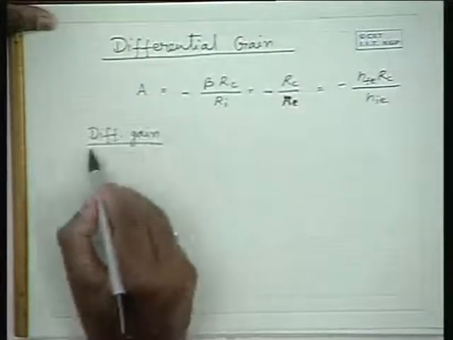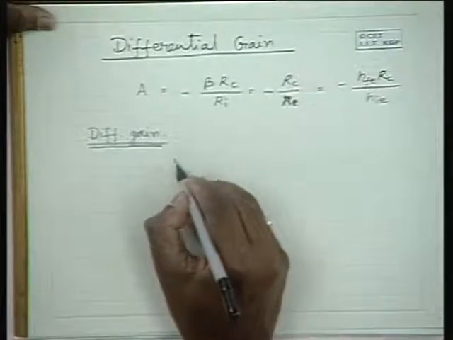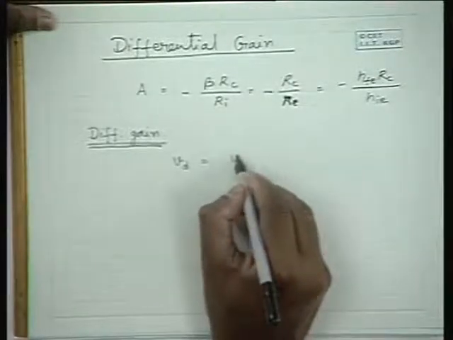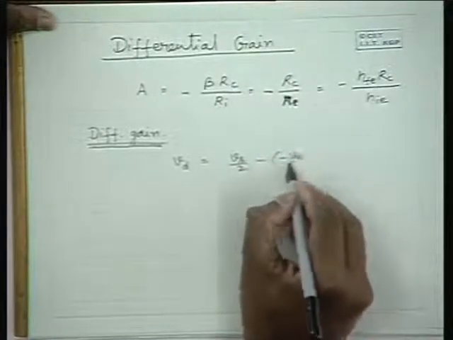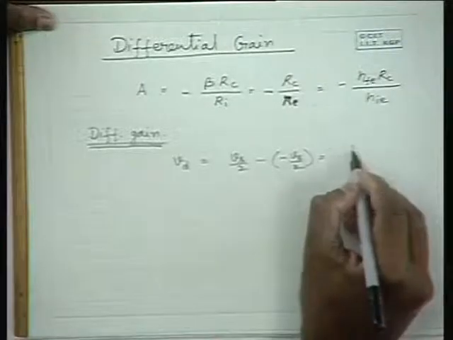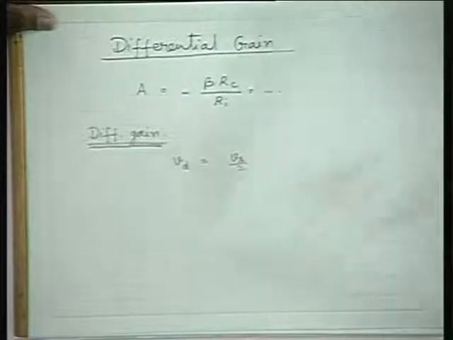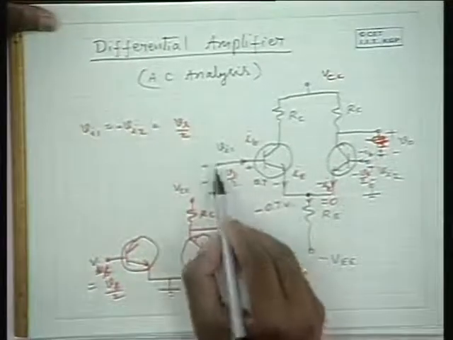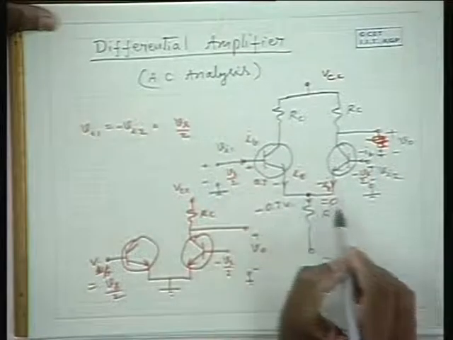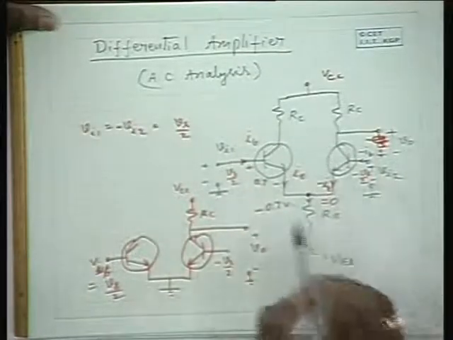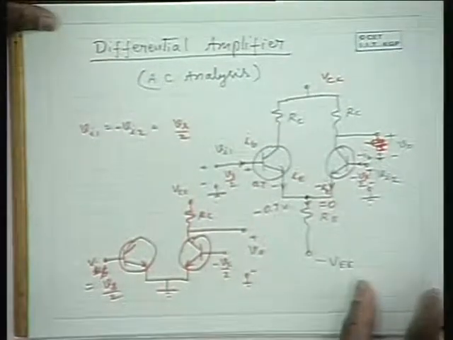Now, let us obtain an expression for the differential gain from this expression. The differential signal V D is V s by 2 minus of minus V s by 2, therefore, this is equal to V s, that is the differential signal, because the differential signal is the difference between V I 1 and V I 2. Hence, this is V s by 2 minus of minus V s by 2, therefore, the differential signal is V s itself. And what about the output voltage?